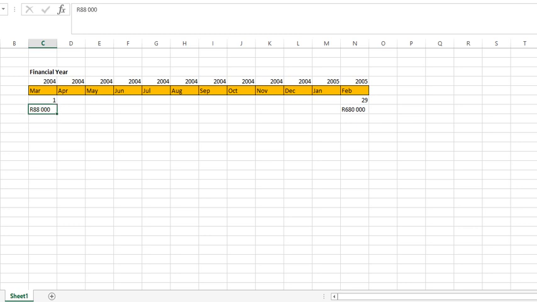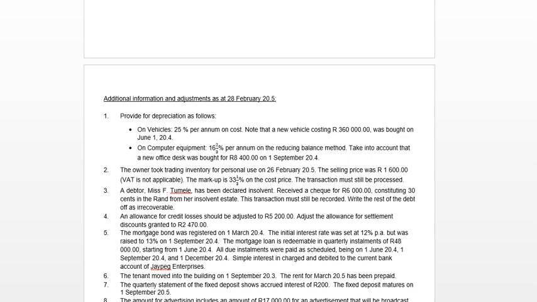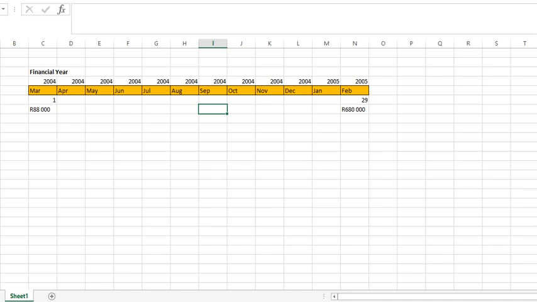So during the year, we went and we bought an additional vehicle for 360,000 Rand, and that was on the 1st of November 2004. And we depreciate at 25% on cost. So what is it that we need to do?